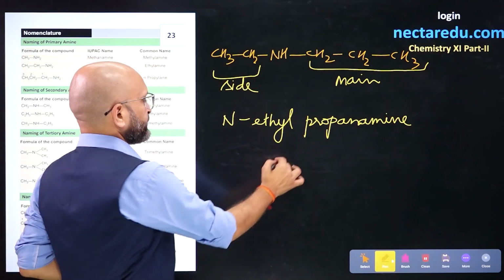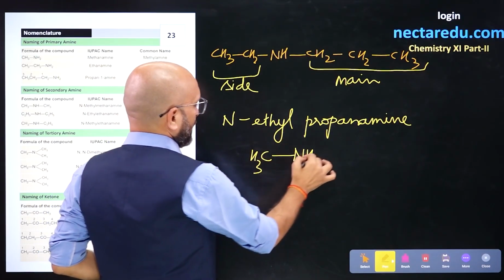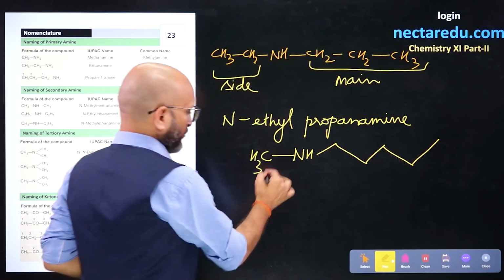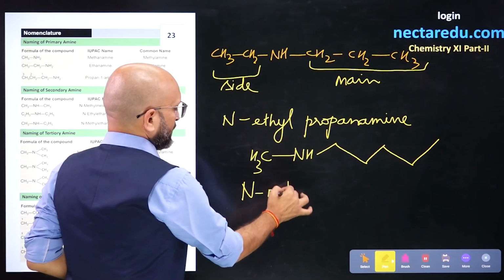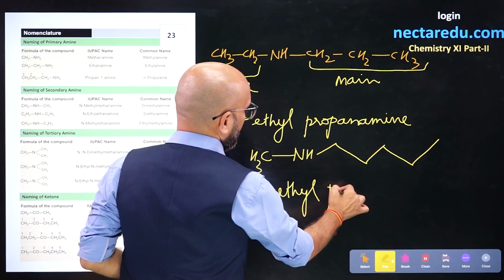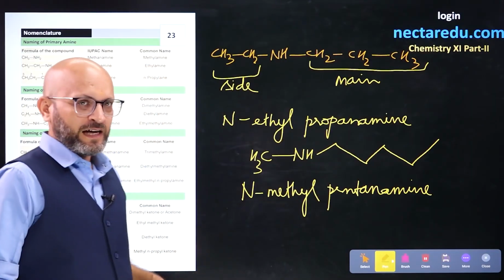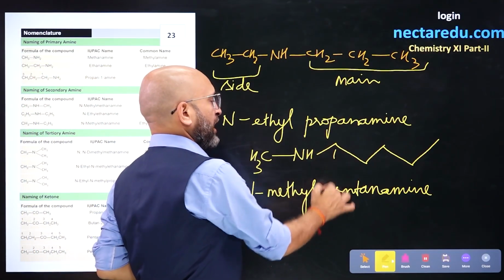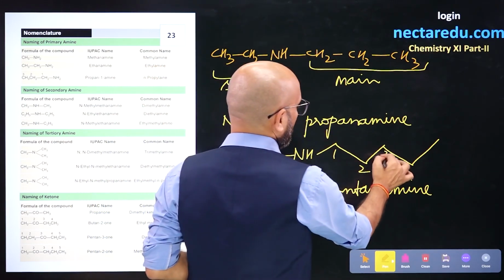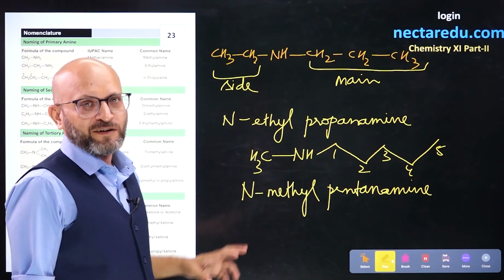Similarly, if you have NH and we have only 1 carbon on one side and 1, 2, 3, 4, 5 on the other, we will name this like N-methyl, and the number of carbon is 5, so pentanamine. That is how we number, and the numbering starts from the carbon of the main chain which is attached directly to nitrogen. 1, 2, 3, 4 and 5. Right. So that is how secondary amines are named.